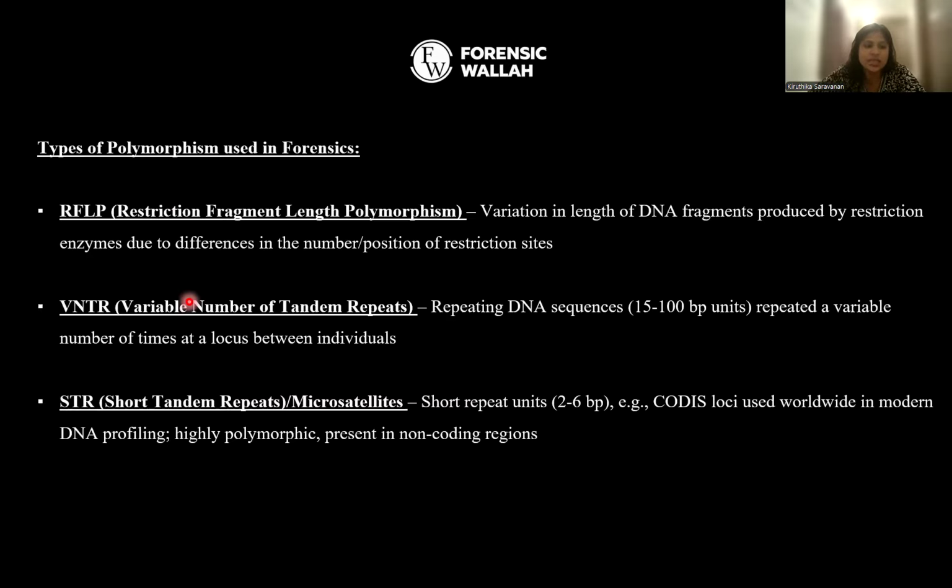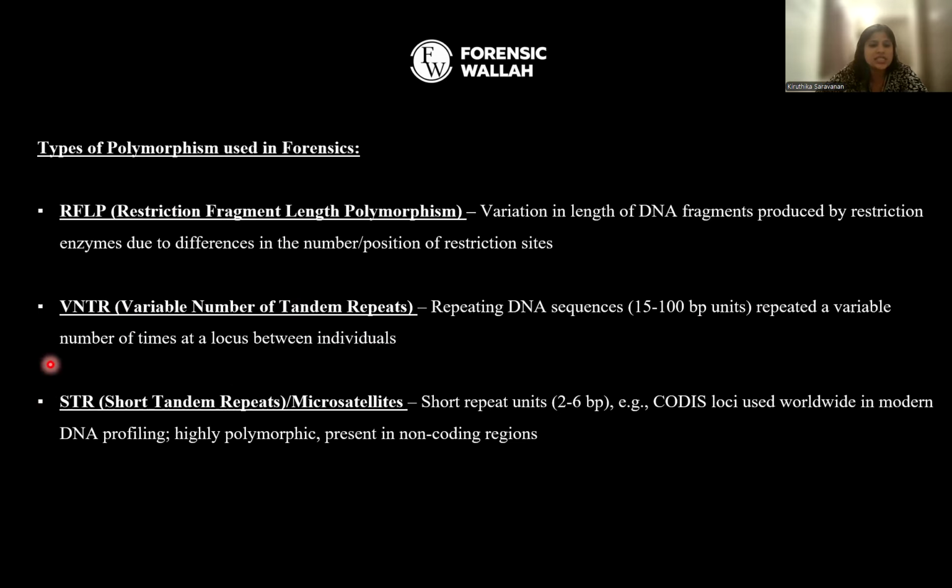Now coming to VNTR, variable number of tandem repeats. As you can see, repetition of the fragment, repetition of the base pairs is basically there. And the repeating sequence is between 15 to 100 base pair units. So the base pairs are repeating after 15 to 100 base pairs. The base pairs keep on repeating.